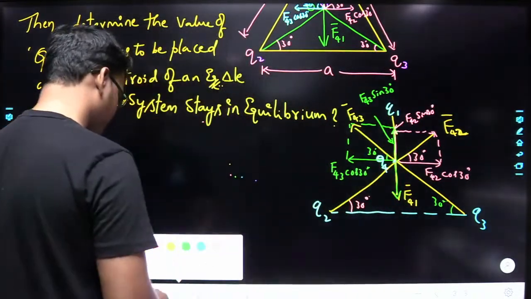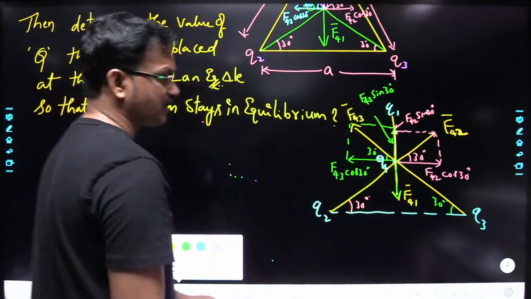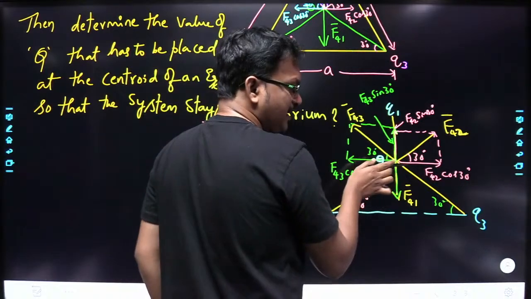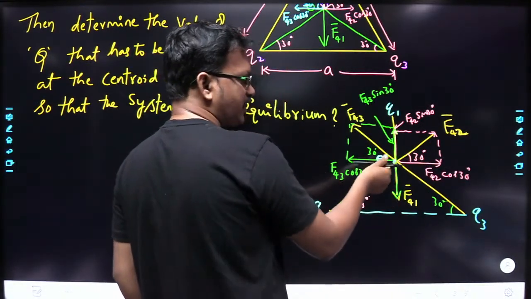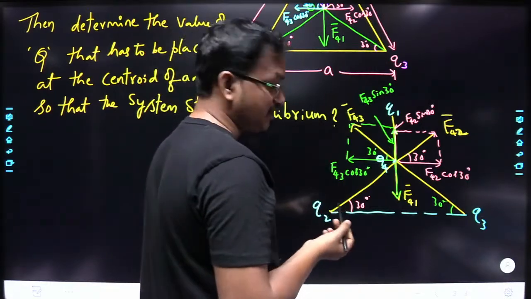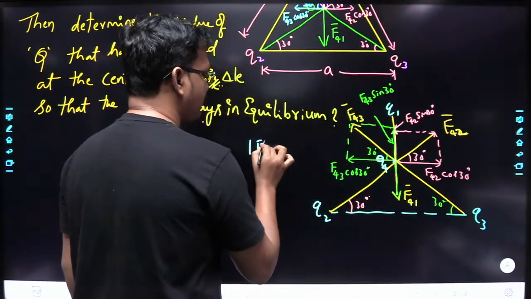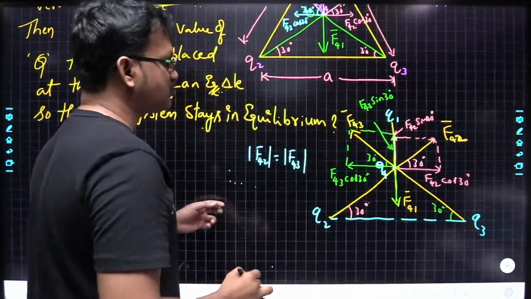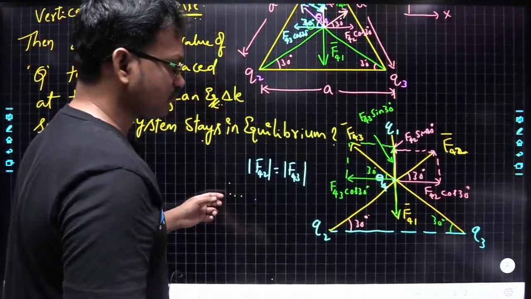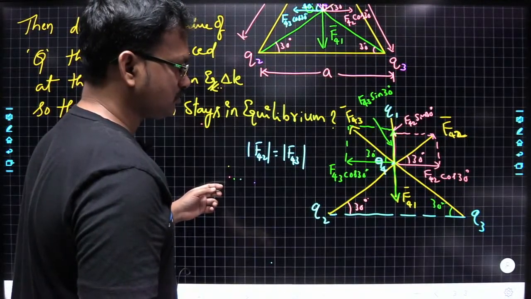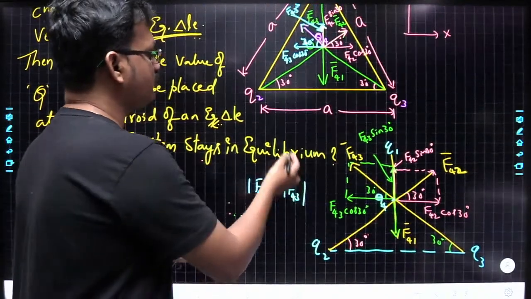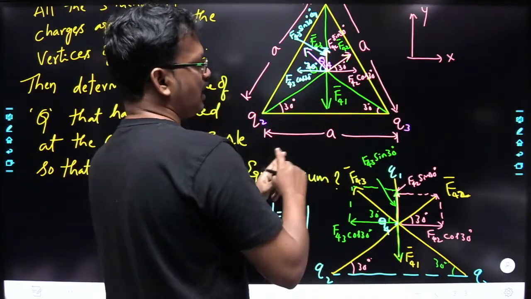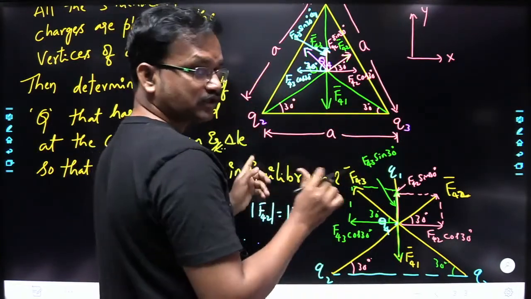Now if you observe here, this F42 cos 30 is acting in this direction, and F43 cos 30 is acting exactly in opposite direction. And if you want, you can determine that the magnitude of F42 will be equal to the magnitude of F43. Why? Because the distance between Q2 and Q4 and the distance between Q3 and Q4 are both the same.